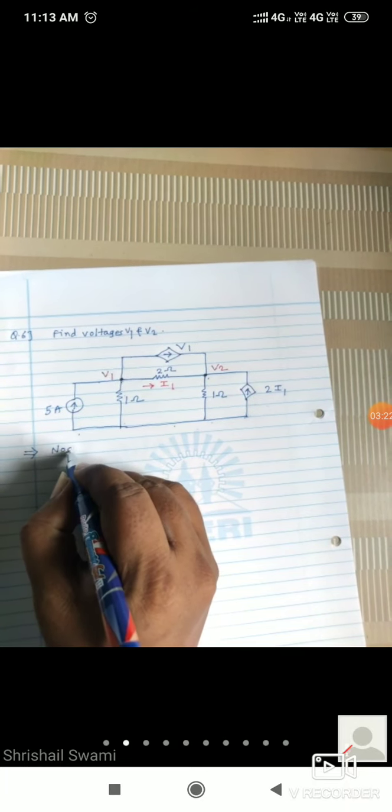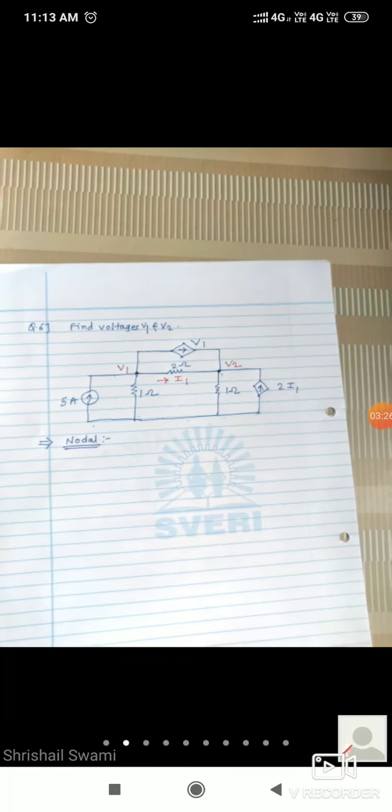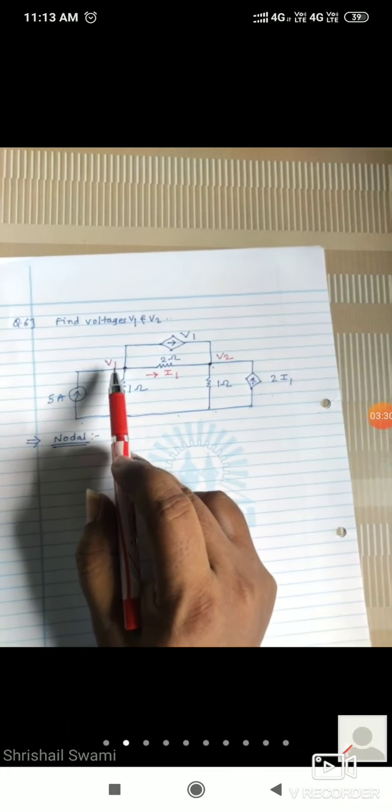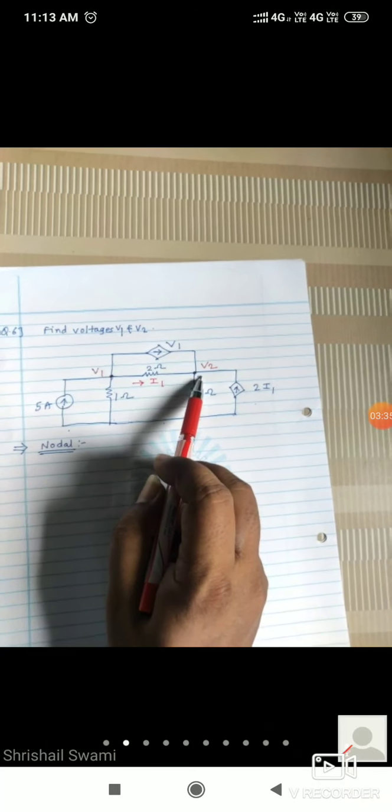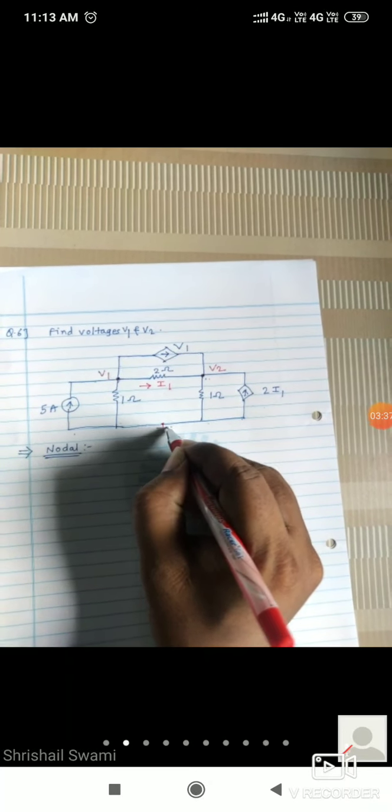So first step is what? We are starting to apply nodal analysis. First step is to identify the number of nodes. Already they have identified and given it. Your work has been reduced. So V1 is there, V2 is there, and the one below you can take as the ground node or reference node. So already two steps they have given in the problem itself.